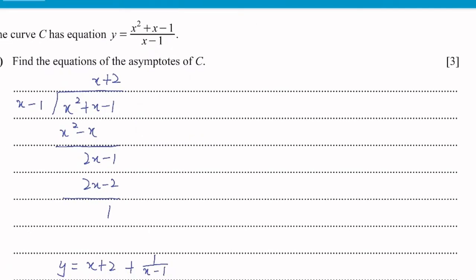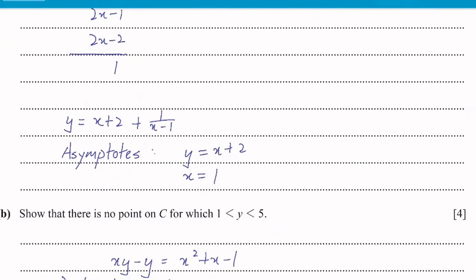For the rational graph, we have got this function. It's very obvious that we need to do the long division. Once we do the long division, this is what we get. From the long division, everything here allows us to get the asymptotes very easily. Then another part is to show some values for y, that there are no points when y is in between 1 and 5.